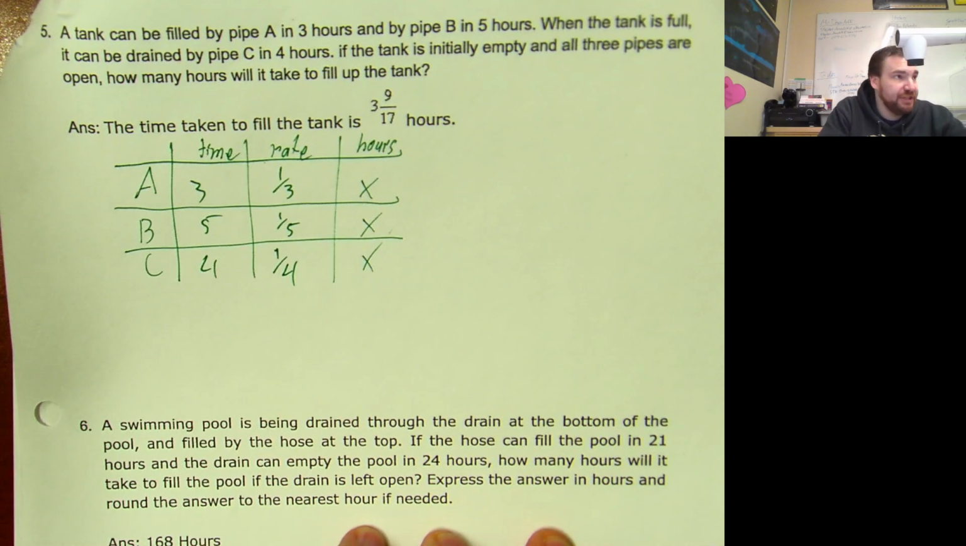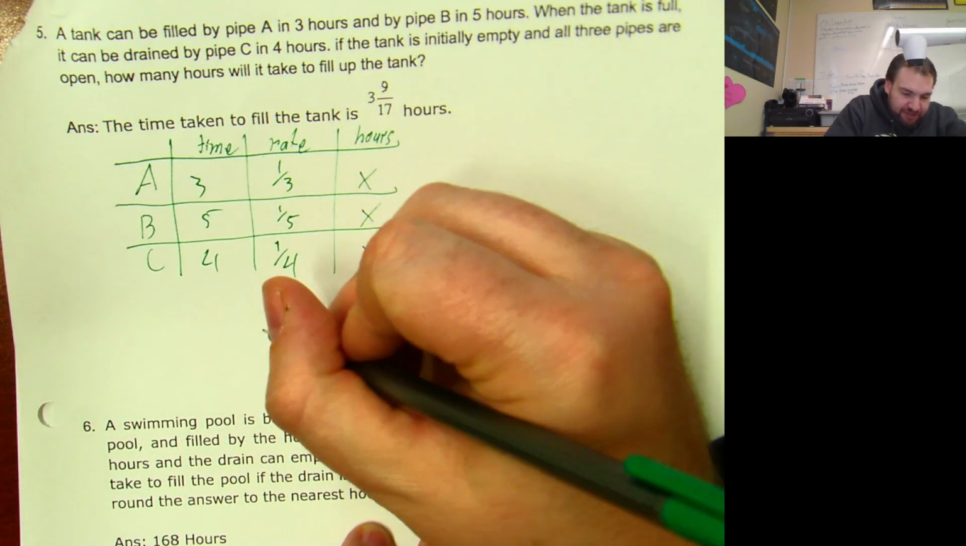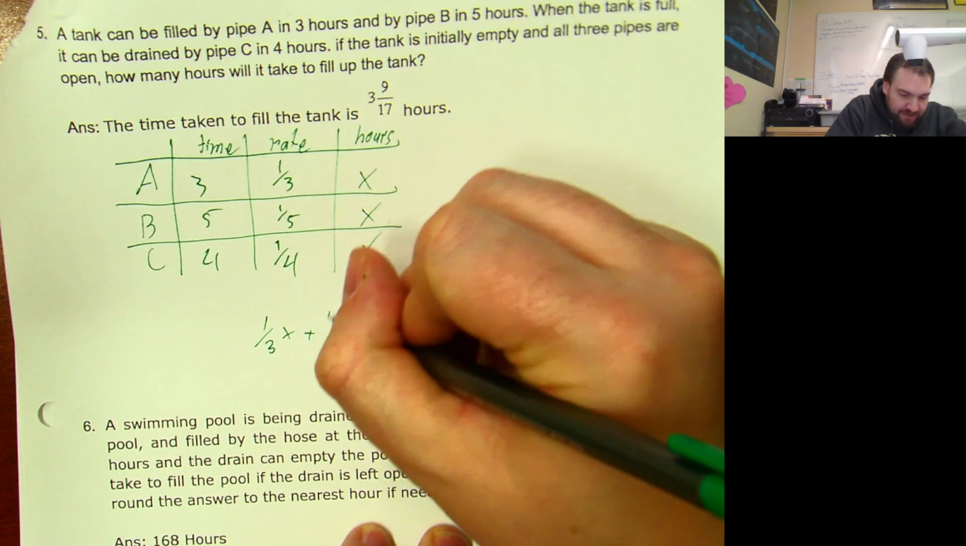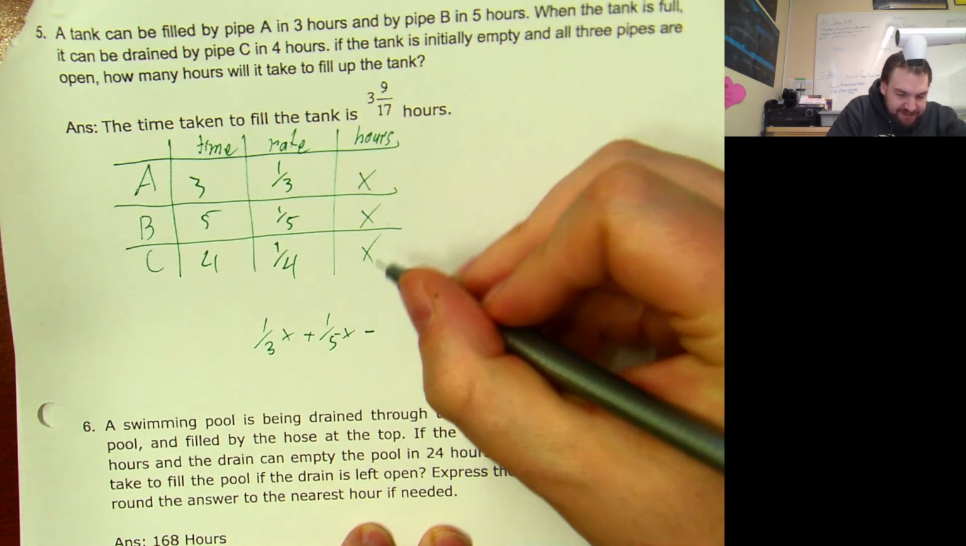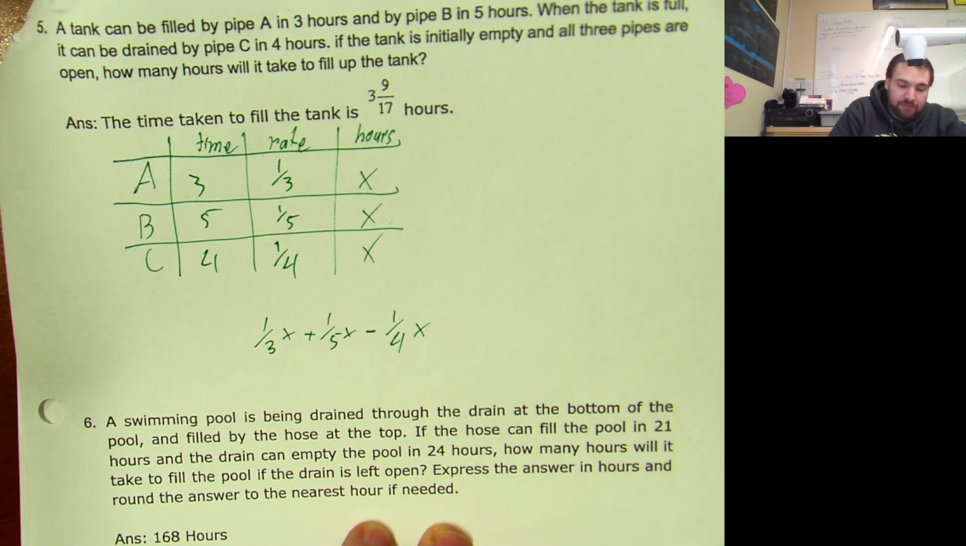But what is pipe C doing? It's draining while the other two are filling. So C is taking away from the job that's being done. So this is going to be 1/3 x plus 1/5 x minus what C is doing equals 1 full tank. Do I have to keep going? You want me to keep going?